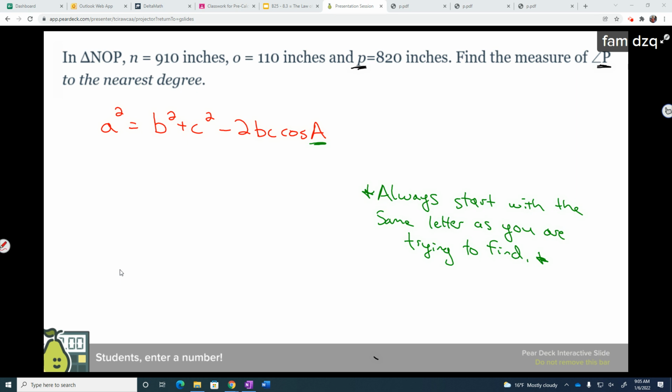So we start with little p, 820. So we'll do 820 squared equals. And now we'll do the other two. So the other two are n and o. It doesn't matter the order. You can do any order that you want. We just want to do those two squared, so 910 squared plus 110 squared. Other two squared, and minus 2 times the other 2, which are 910 and 110.